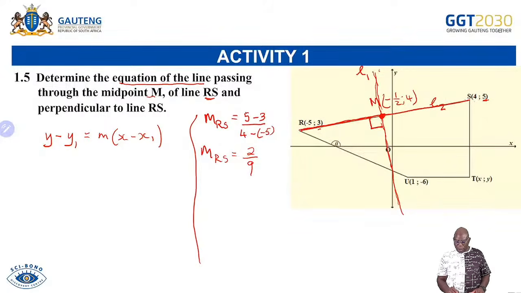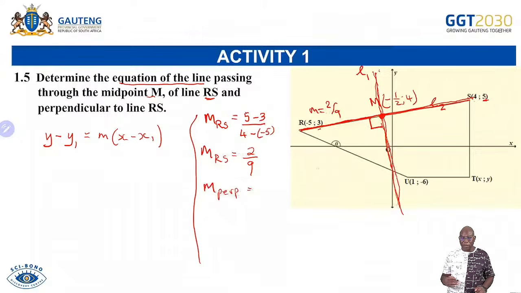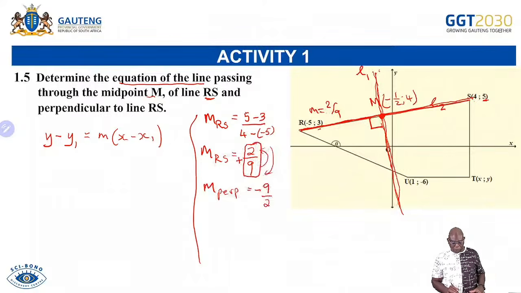Now, if I know the gradient of RS, which is 2/9, then the gradient of this line, which is perpendicular, which I don't know. So the gradient of the perpendicular will be, remember, if I multiply the gradient of RS times the gradient of the perpendicular, I must get -1. So I just take this. Here it's positive. I turn it around. It becomes 9/2. Because it's positive here, this will be negative. Okay, so that is the gradient.